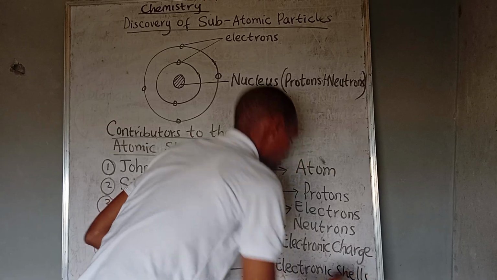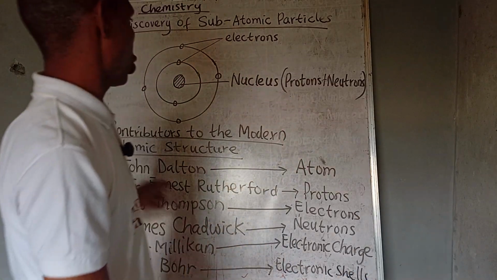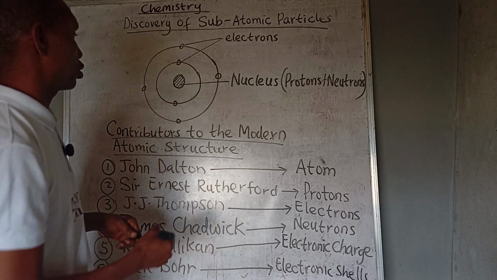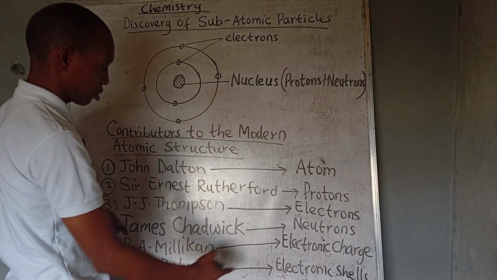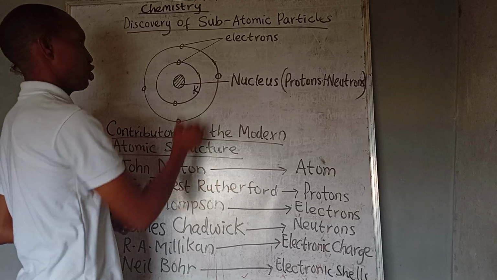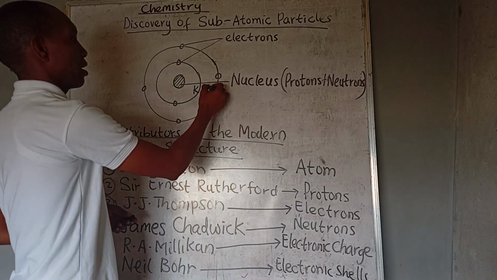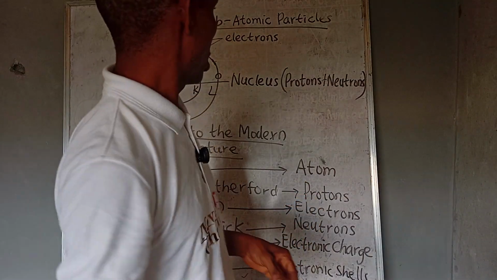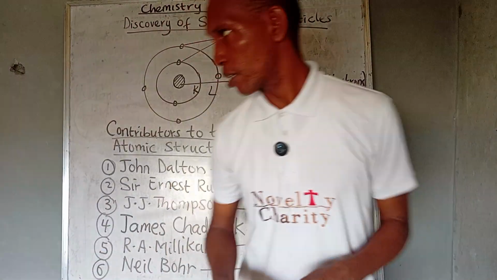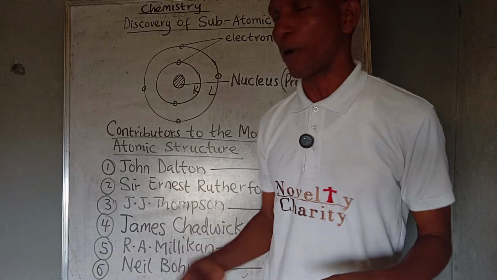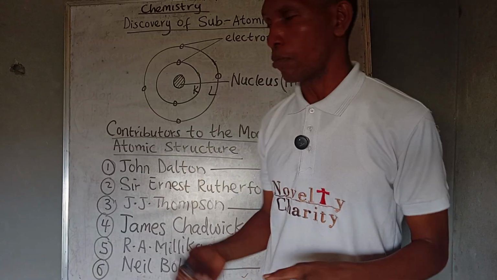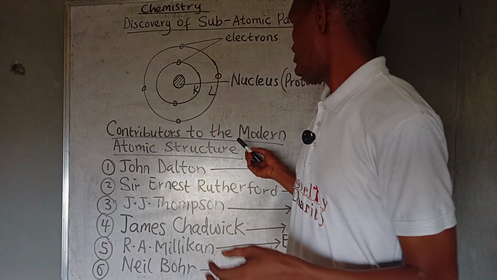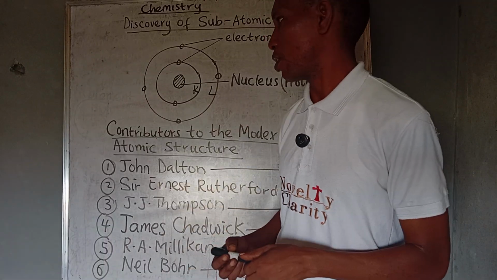In this theory, electrons are assumed to be in shells around the nucleus. The closest shell to the nucleus, according to Bohr's theory, is the K shell, followed by the L shell in alphabetical order. The next is M, and so on and so forth. This is all about the discovery of the subatomic particles, the contributors to this modern atomic structure we now have.